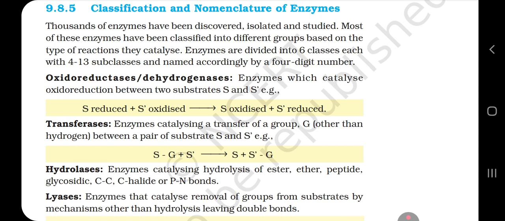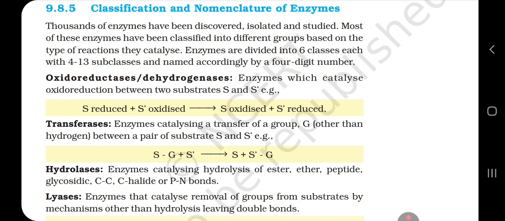Oxidoreductases or dehydrogenases are enzymes which catalyze oxidoreduction between two substrates, S and S'. Example: S reduced plus S' oxidized gives S oxidized plus S' reduced. Transferases are enzymes that catalyze a transfer of a group G, other than hydrogen, between a pair of substrates S and S'. Example: S-G plus S' gives S plus S'-G.